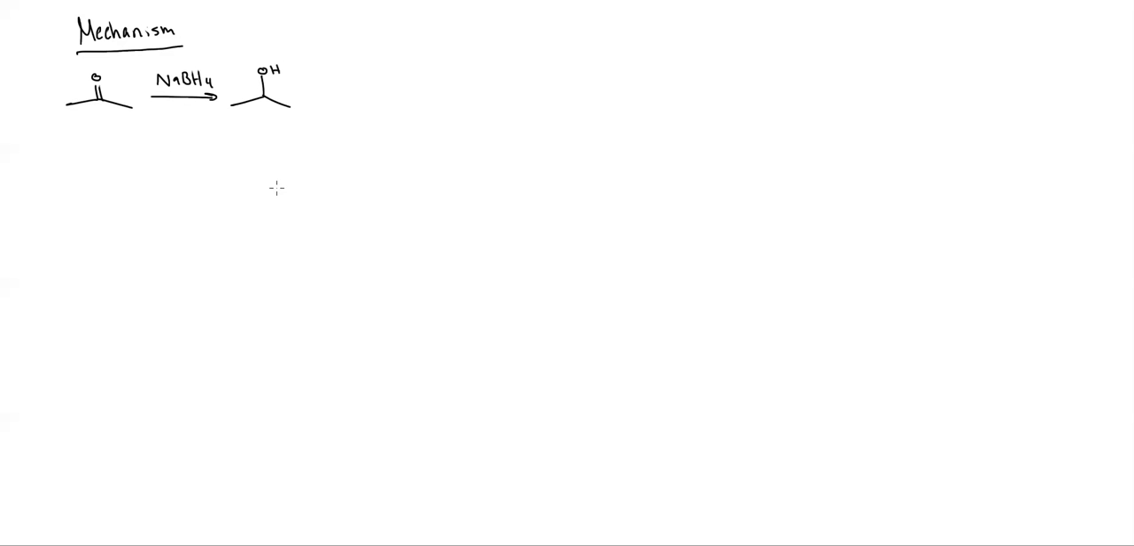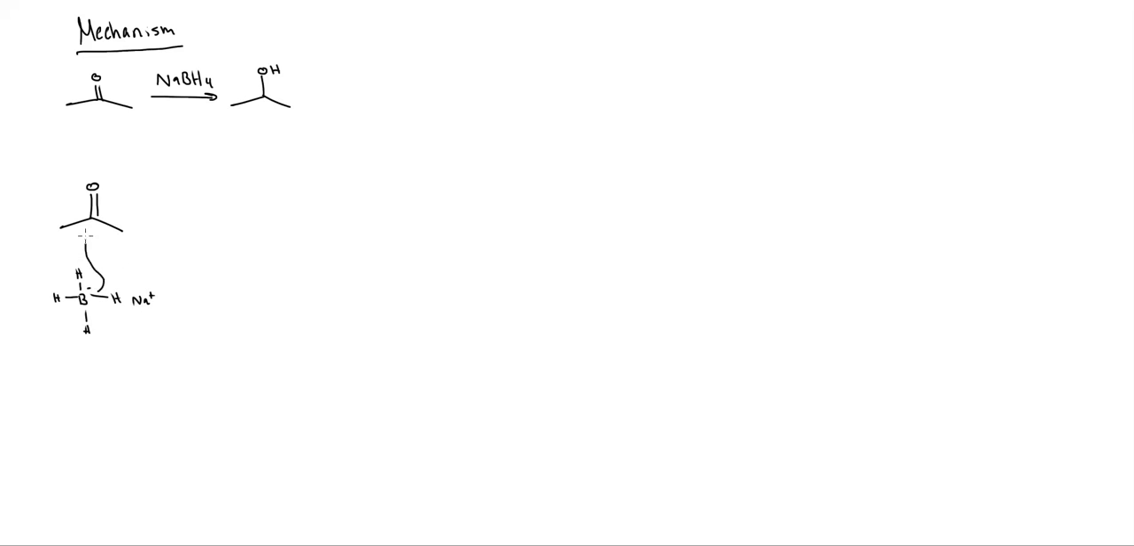So this just becomes a secondary alcohol, right? So now let's take a look at the mechanism. Fairly straightforward. So sodium borohydride looks like this. It's Na plus, and then B with 4 H's on it. Let me write this a different way, sorry. So it's boron with 4 H's on it. This has a negative charge, and then there's a sodium counterion there as well.